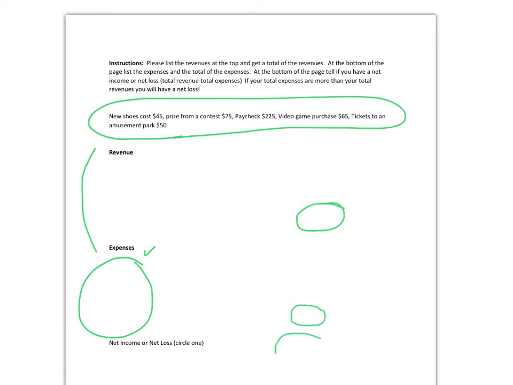And right here where it says net income or net loss, you're going to take this number minus this number. If this is a negative number, circle net loss. If this is a positive number, circle net income. This is your assignment for Monday.